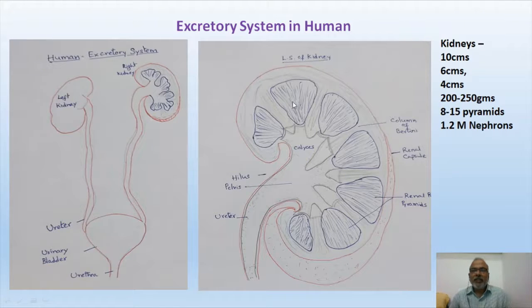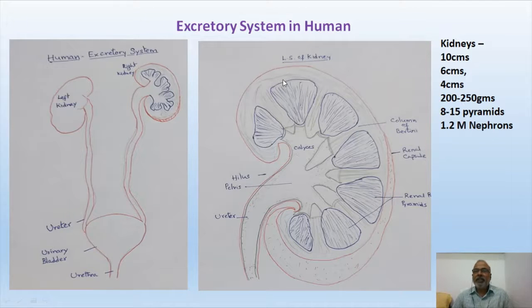In the cortex and in the medulla, the structural and functional units of the kidney are there, and these are called nephrons. Because the nephrons are the structural and functional units of the kidney, the study of the kidney is called nephrology. Every function of the kidney is performed by its fundamental unit called the nephron.